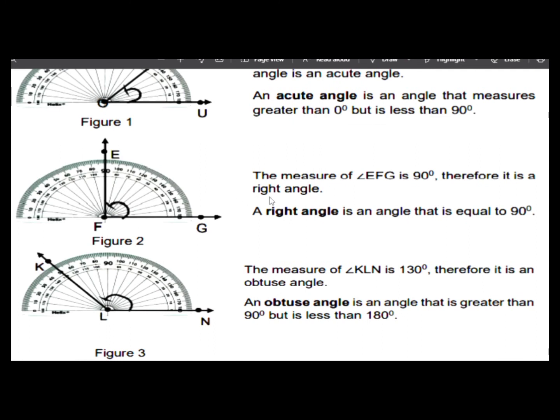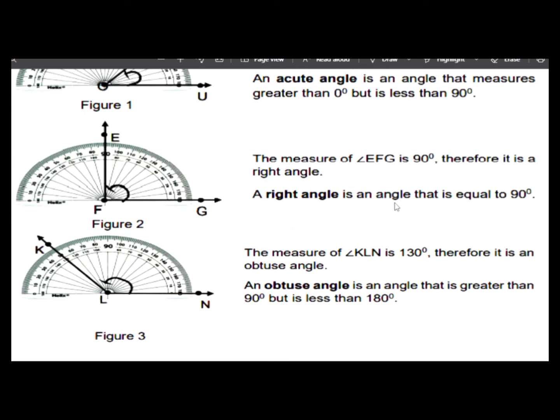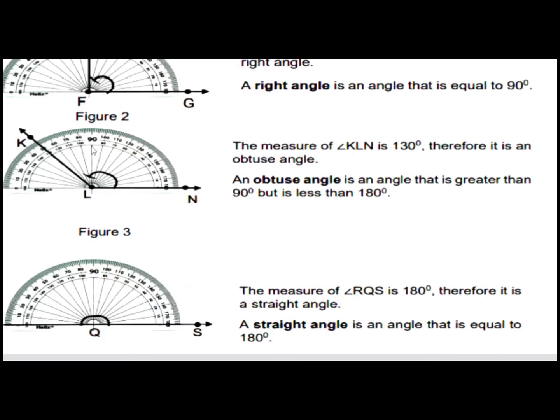Next figure, we have angle EFG. This measures 90 degrees. Therefore, it is a right angle. So what is a right angle? It is an angle that is equal to 90 degrees.